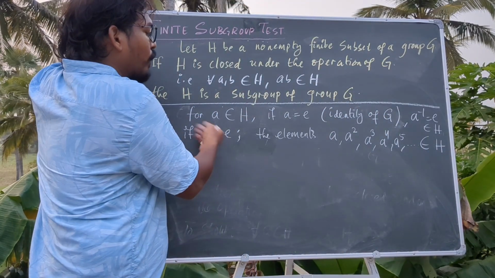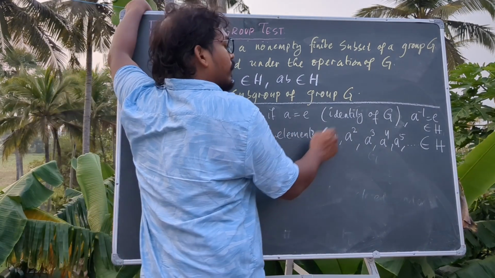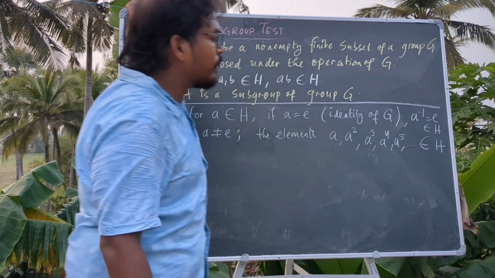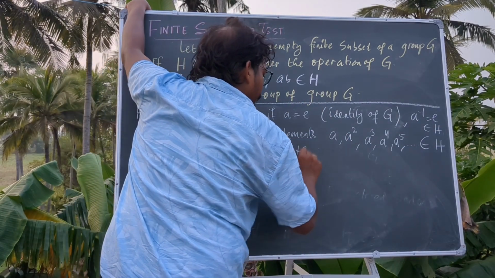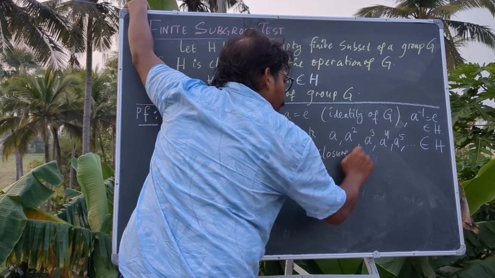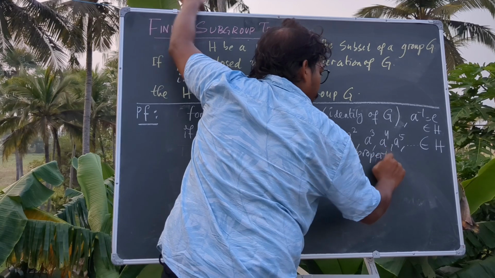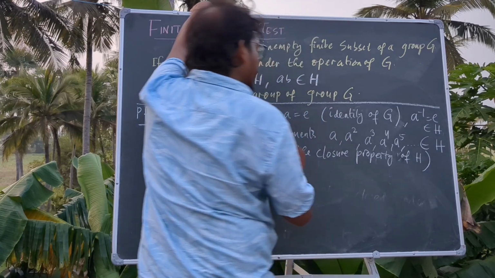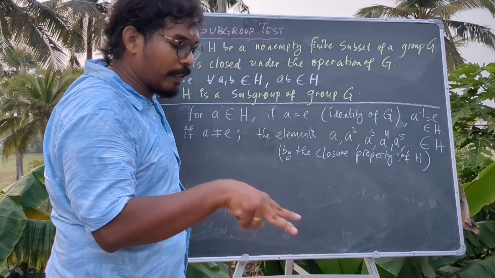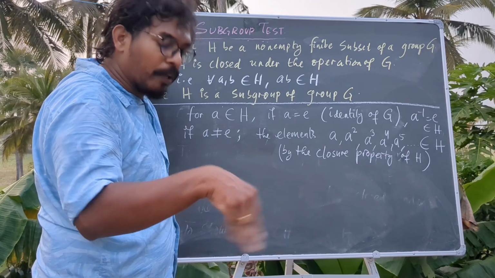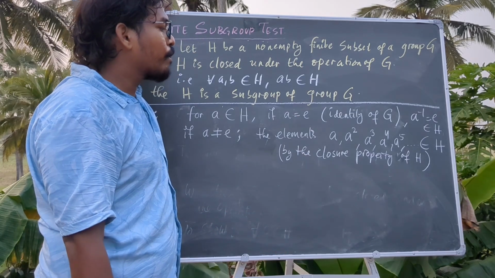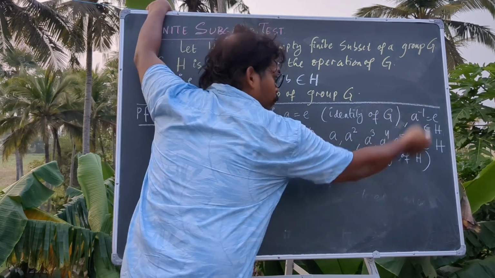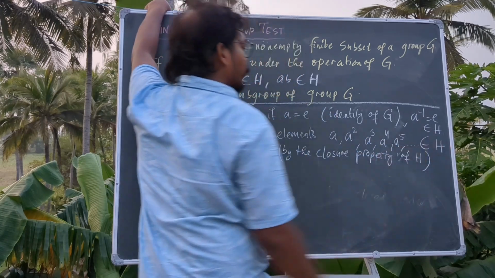So for any non-identity element a, we have a and its square, its cube, its power 4, power 5, all belonging to the subset H. This is by the closure property of H. Because H has the closure property, take any two elements and operate them; the product you get will be in our set. So the product a square is also in H, and a cube is also in the subset H, and all these elements belong to the subset H.